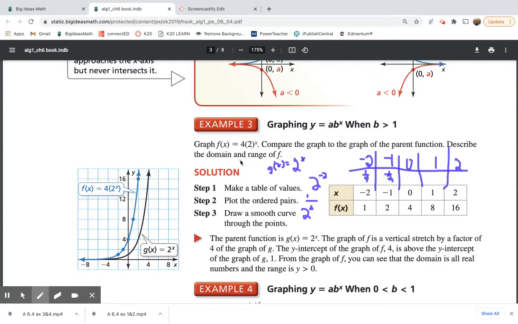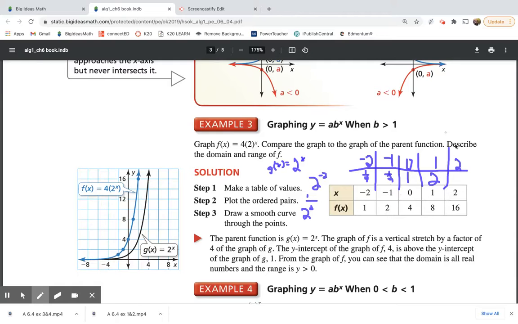Then for f of x, you just now take and multiply that by 4. 1/2 times 4 is 2. Okay, then 0. 2 to the 0 is just 1. 1 times 4 is 4. So then 2 to the 1, that's just a 2. Then I have times 4, which is 8.